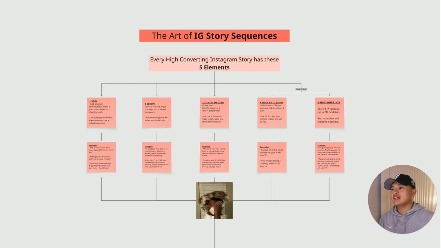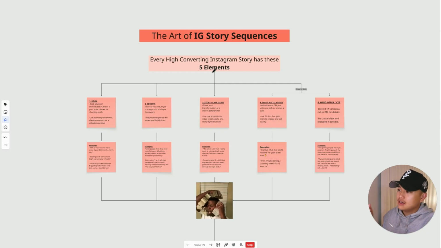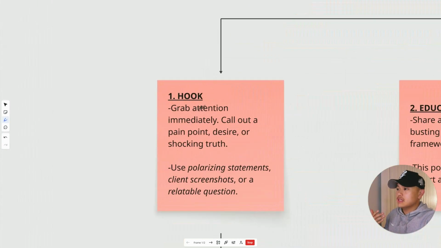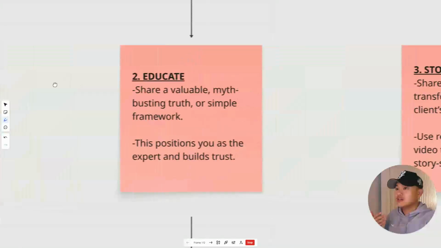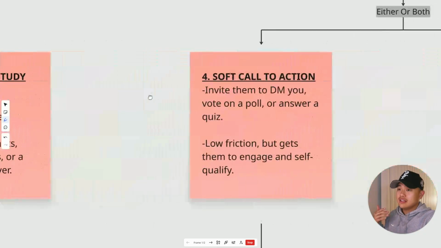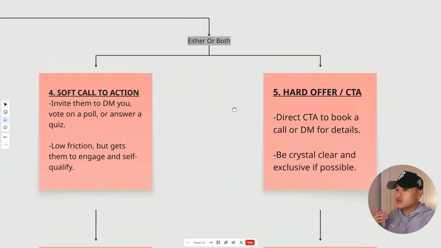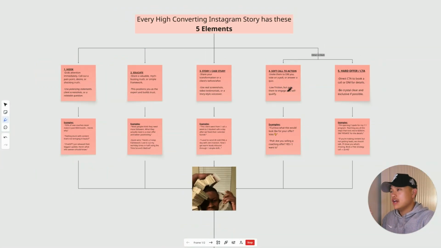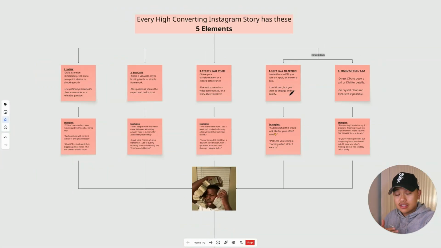So when looking at the 5 elements, it's actually really 4 elements. The 4th and the 5th element, you can kind of flip-flop them, pick either or. But basically, the basis of everything is you need a hook, you need some form of education, and then a case study, and lastly, you need your call to actions. So it's either a soft call to action or a hard call to action. And with the combination of all of this, you should have a pretty good high converting Instagram story.